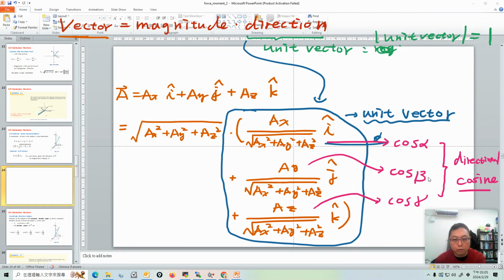And cosine alpha, cosine beta, cosine gamma is called the directional cosine. It just gives you the direction information, but it's just the components of your unit vector. That's it. You see this cosine alpha, cosine beta, cosine gamma, it's just the components in your unit vector. That's not really anything very special, right? So that introduces the vector in 3D space and shows you what a unit vector is and how to calculate it.